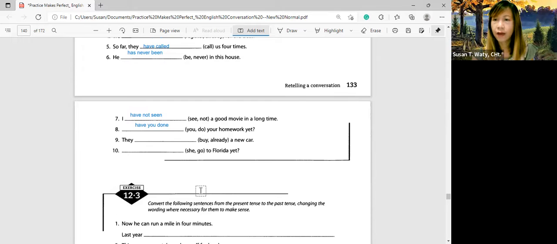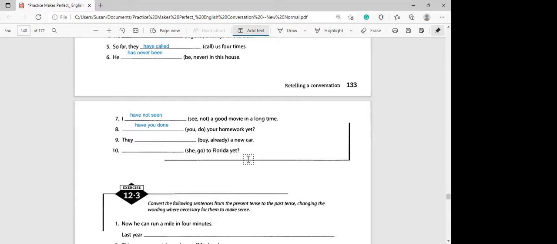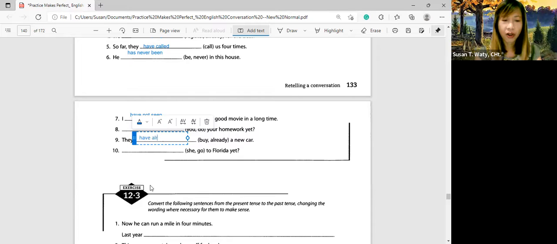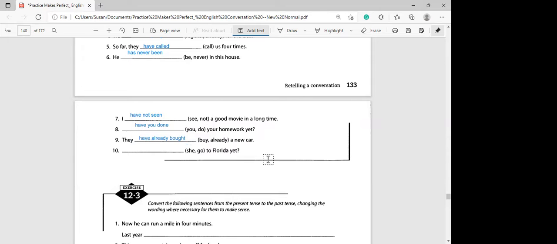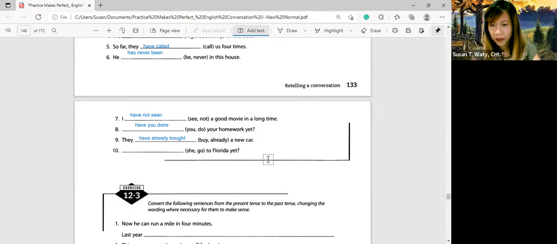Okay, I'll have Rizky try number 9. They have already bought a new car. Okay, yes. They have already bought. Okay, buy, bought. Okay, bought. Perfect. Thank you, Rizky.